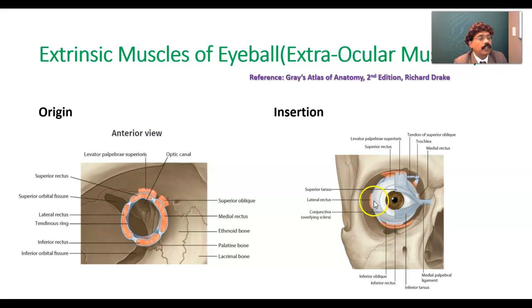So these recti are a bit anterior and the obliques are posterior. Oblique has an oblique tendinous insertion. Recti have a straight insertion. And among all the extrinsic muscles, the levator palpebrae inserts to the upper eyelid, not to the sclera: to the tarsus muscle and to the skin.